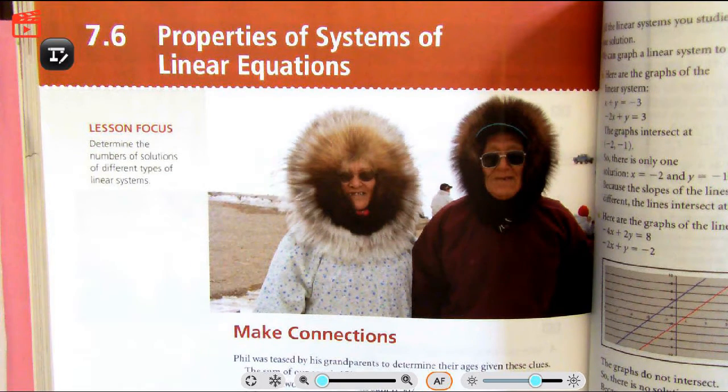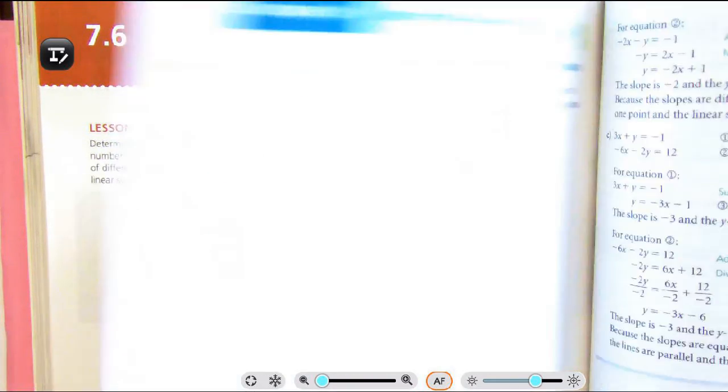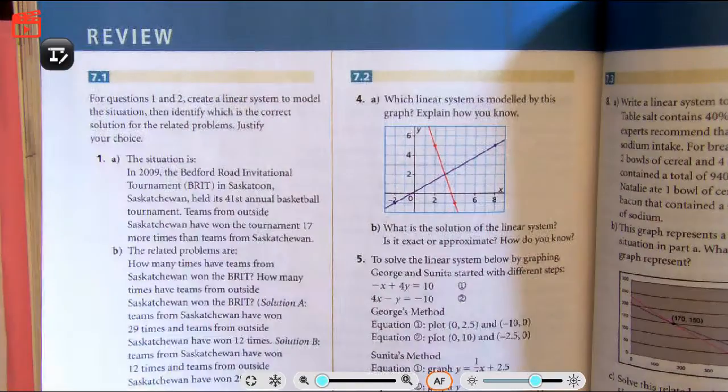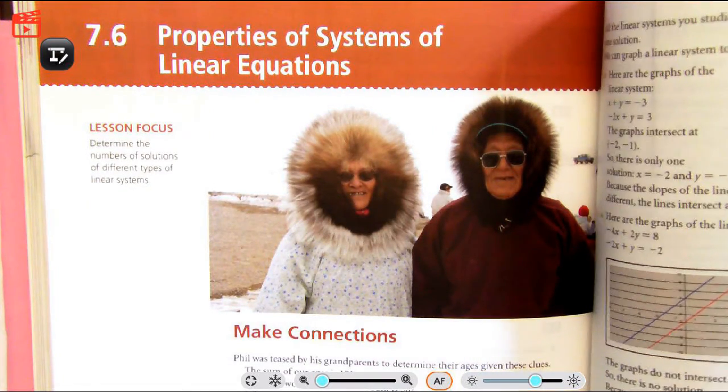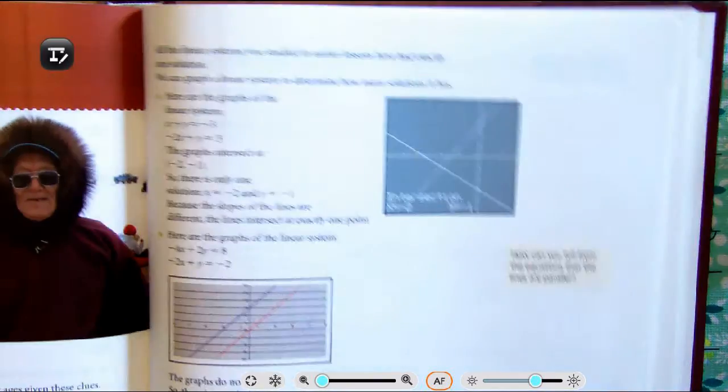I don't want to make this too long. Let's get into our last lesson. I don't think I need to spend a lot of time on this one because I already kind of covered this when we introduced systems of equations. So, the very last section in our textbook is 7.6, and it talks about the properties of linear systems of equations and how many solutions you could possibly get. So, without further ado, I'll just skip along.